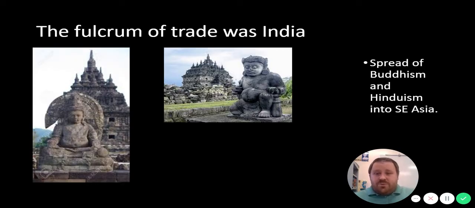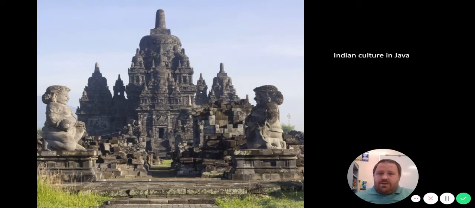The fulcrum of trade during this time was India. India was the center of everything, and it really contributed to the spread of Buddhism and Hinduism into Southeast Asia. And that's what we're going to look at today: the spread of Buddhism and Hinduism into Southeast Asia through trade. All right. You can see in this picture Indian culture in Java, which is in Southeast Asia.